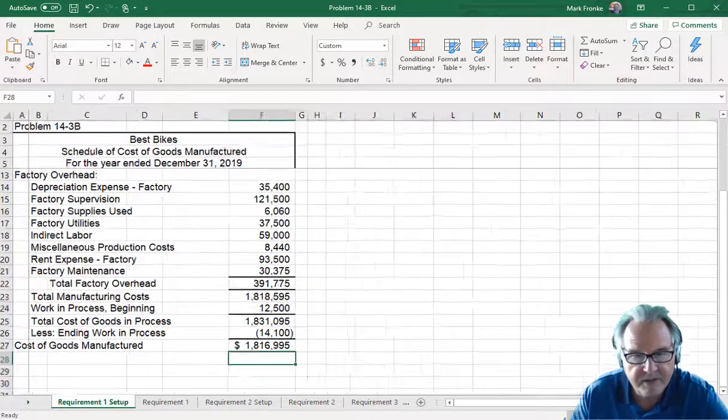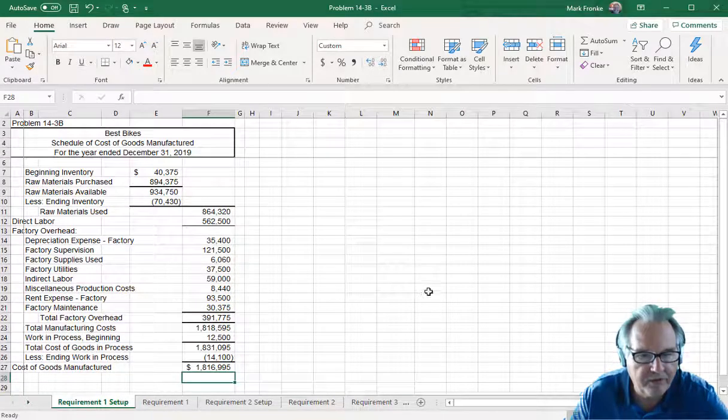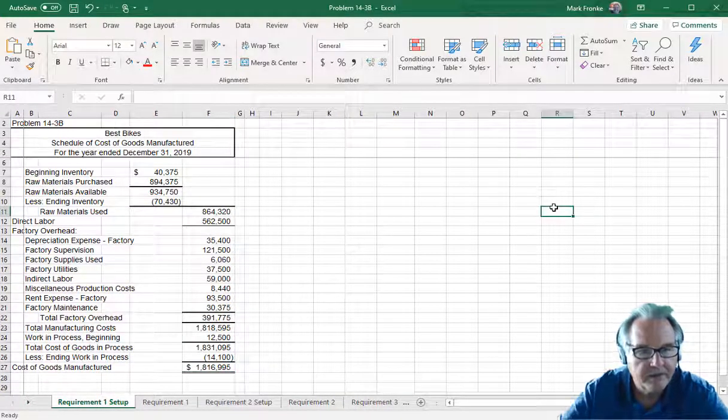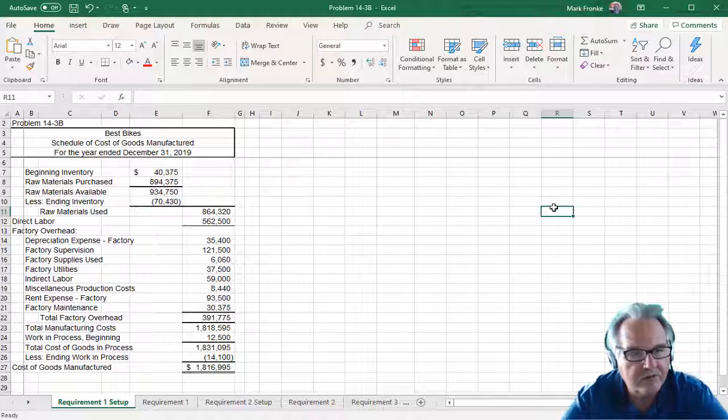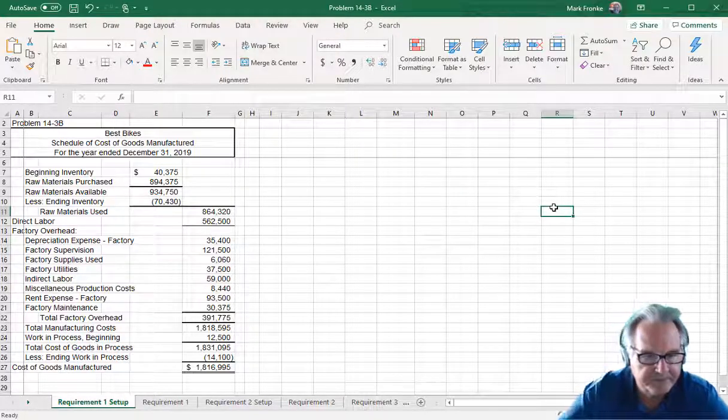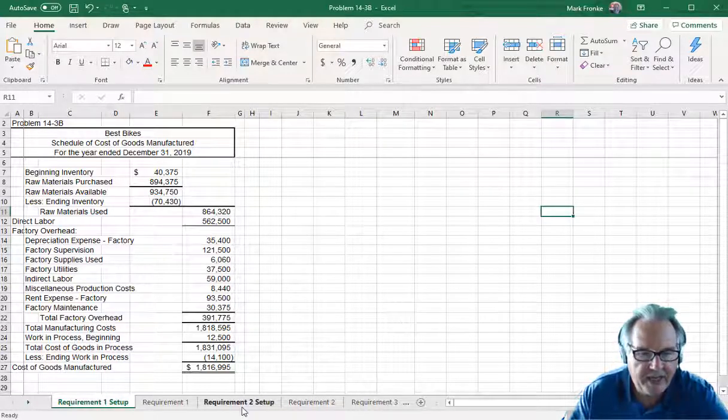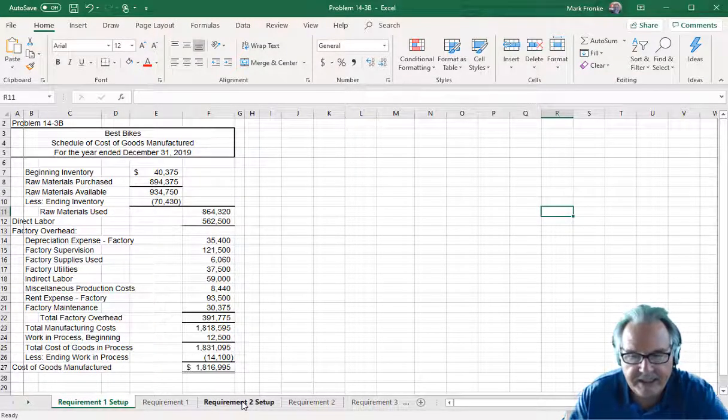So I'll shrink this up so you can see the whole thing. There's our schedule of cost of goods manufactured. Requirement 2 is to continue that on for an income statement.